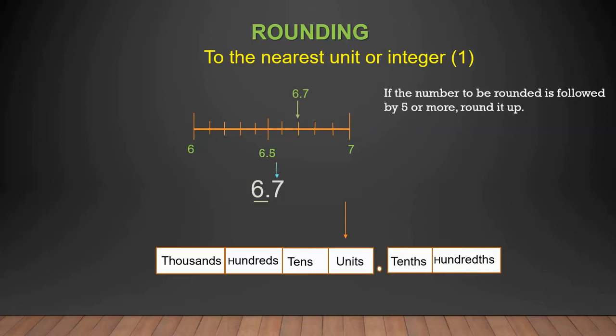And if the number to be rounded, in this case which is 6, is followed by 5 or more, we round it up. If it is followed by 4 or less, you keep the number. So 6 is followed by 7 and 7 is more than 5, so we're going to round it up to 7. So our answer is 7.